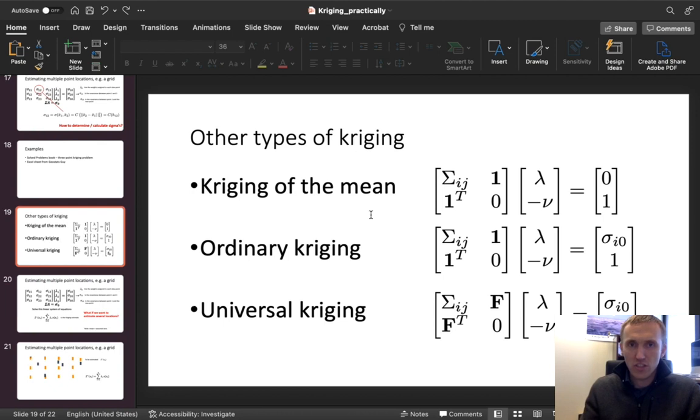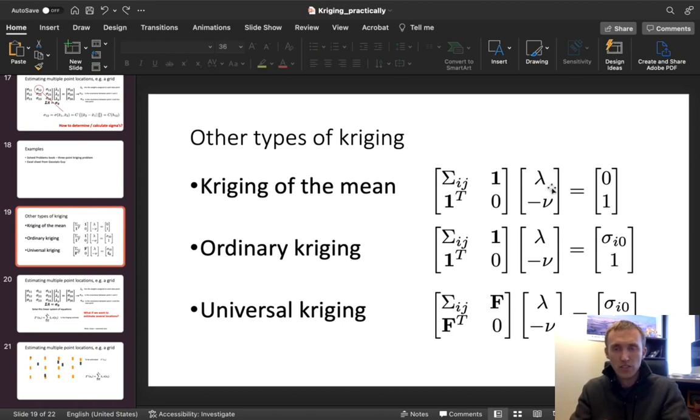If we were interested in just estimating the mean, one thing that we could imagine doing is estimating the mean using the Kriging equations and then subtracting that mean and using simple Kriging. So we could get the mean by using this set of equations where we have the same sigma ij that we had before. Again, this capital sigma ij never changes. It's based on the data that we have. And so sigma ij is always the same.